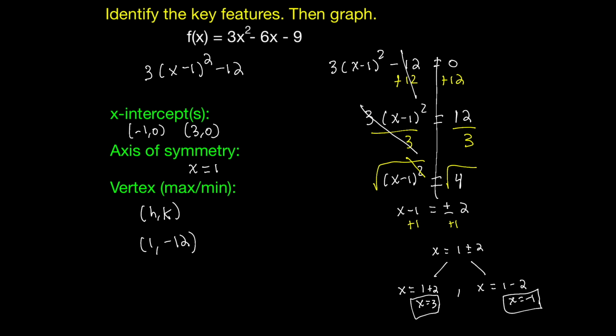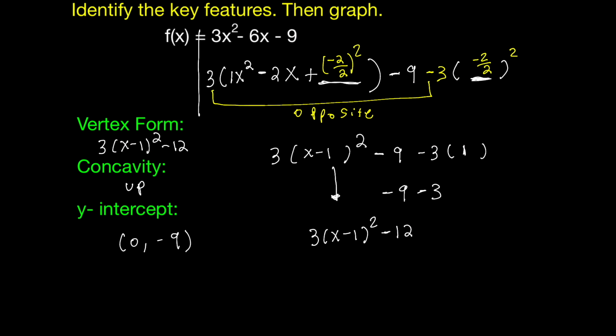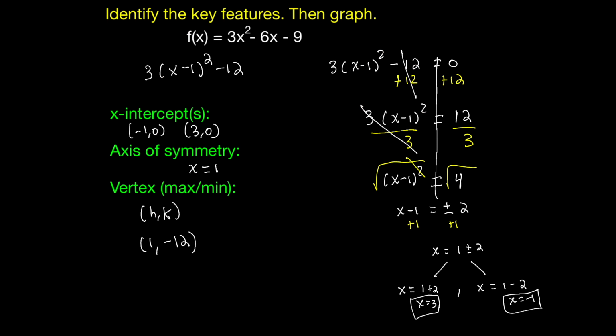And now because we got a parabola that's going to be concave up, it's going to look something like that. We're going to get a minimum value. The vertex is going to be a minimum. Now that we have all of the key features, we are ready to graph.